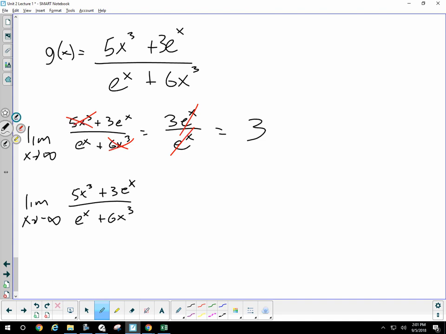If I plug in negative infinity, we have e to the negative infinity, e to the negative infinity. That's 0. That's 0 growth. So, e to the negative infinity, toss it out. Cross that out. It's 0. This simplifies to 5x cubed over 6x cubed. There it is. So we have two horizontal asymptotes for this function. To the right, we're going to 3. To the left, we're going to 5/6.